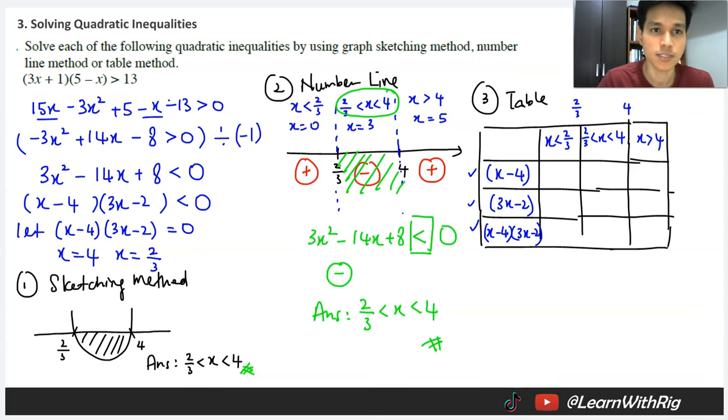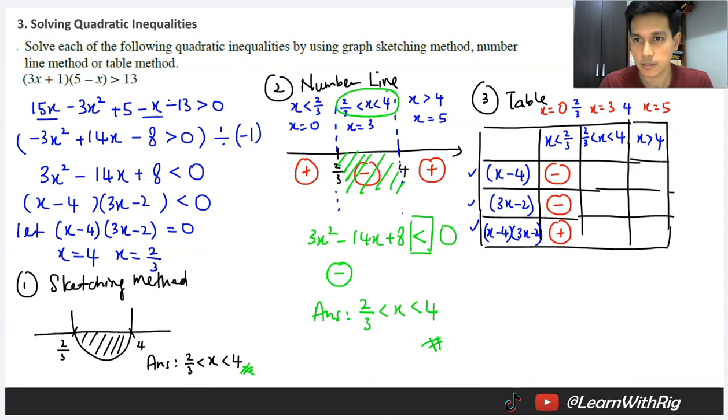So same thing, I'm going to assign a number for each of these boxes. So for x less than 2/3, I'm just going to assume x equals 0. Here I'm going to assume x equals 3. Here again x equals 5. So what you're going to do now is determine the signs for each of these boxes. Start with the first one, x equals 0. So 0 minus 4 is a negative value. 3 times 0 is 0 minus 2, a negative value. So negative times negative, you get positive.